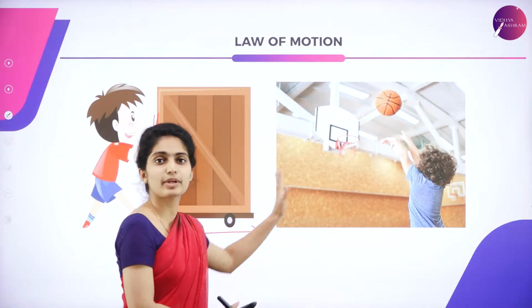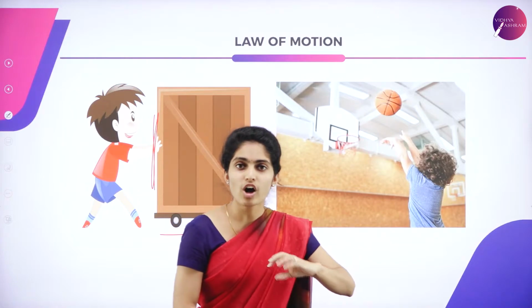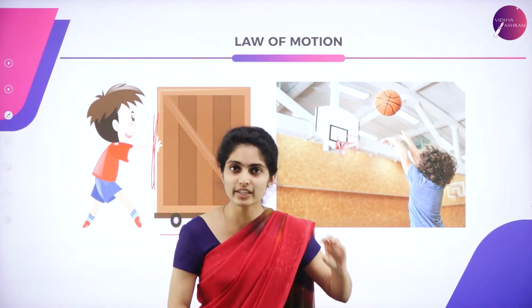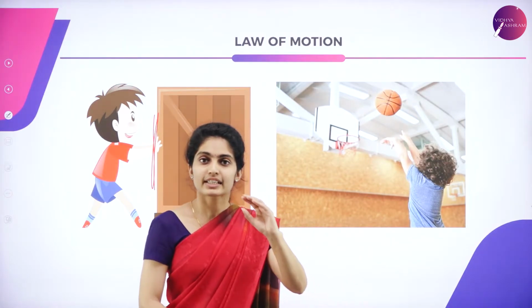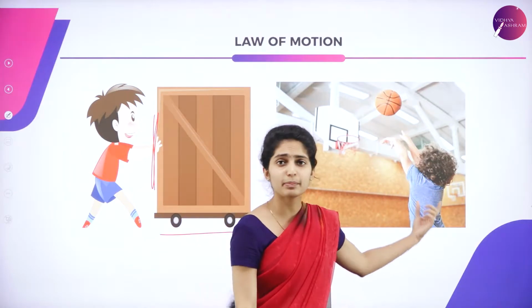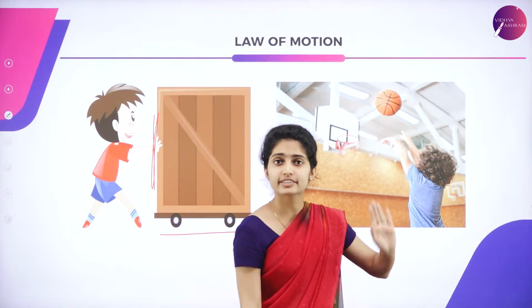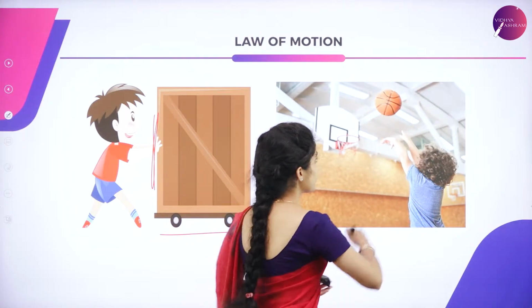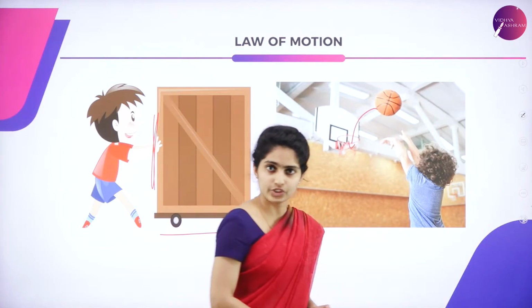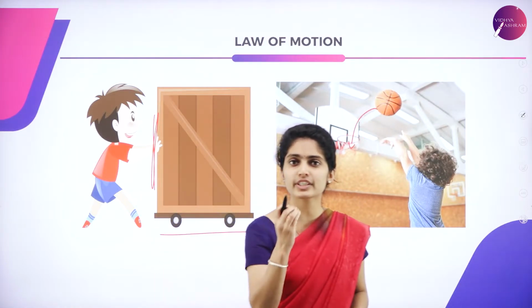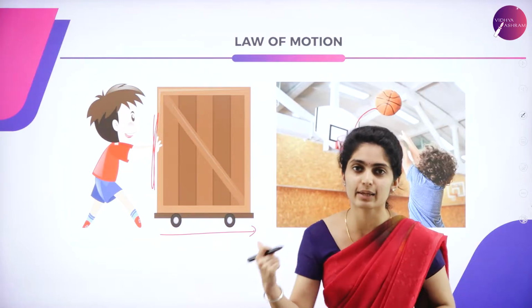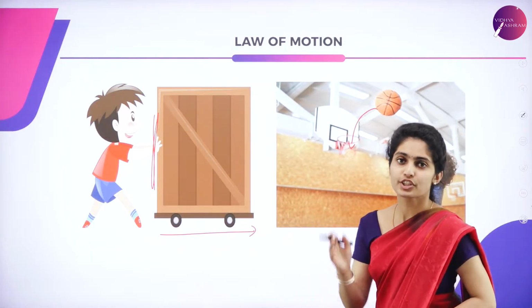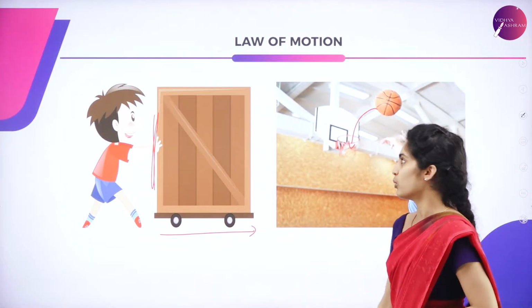Similarly, this image also tells you that a ball is in motion. A ball is an object here and it is being projected by a boy. So the boy is exerting a force on the ball so that it is undergoing motion. The object is undergoing motion and the external force is applied to that object for it to undergo motion.